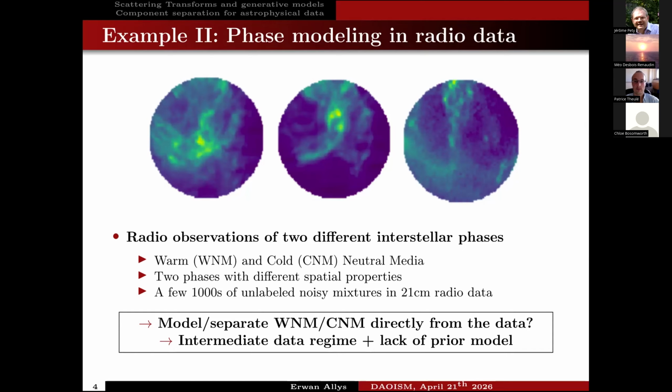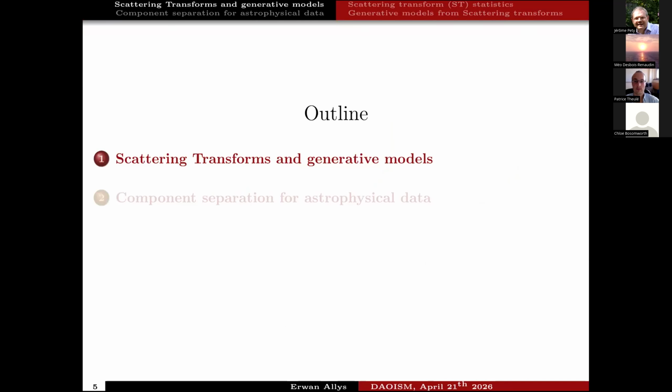And here we are in an intermediate data regime. We could maybe use some kind of unsupervised approach, but we also lack prior models. And the questions are, how can we try to solve these difficult problems? So those are the case studies that I introduced in order to explain the kind of things that we can do with new tools, which are the scattering transforms.